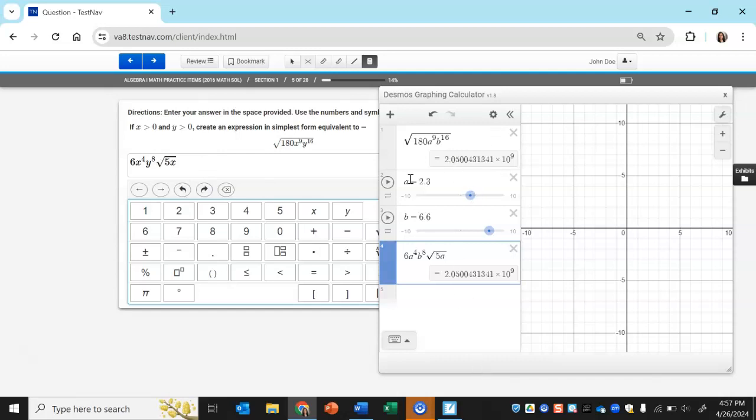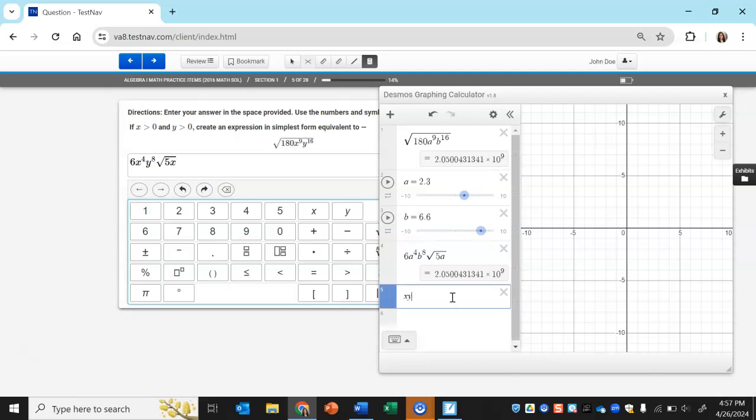Okay? And again, the only reason I changed to A and B is because if I plug in X and Y, it's going to expect me to graph. It's not going to allow me to plug numbers in for X and Y. Okay? If you have any questions about that, let me know.